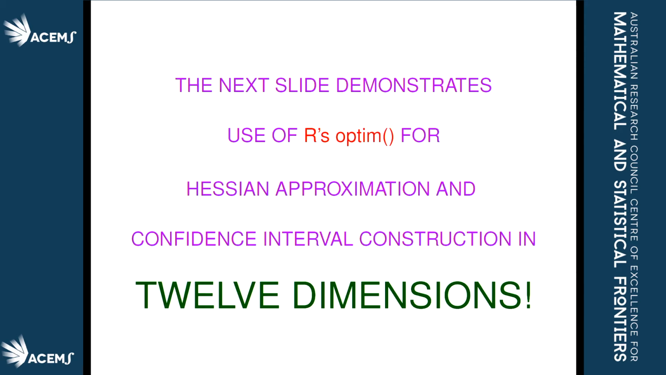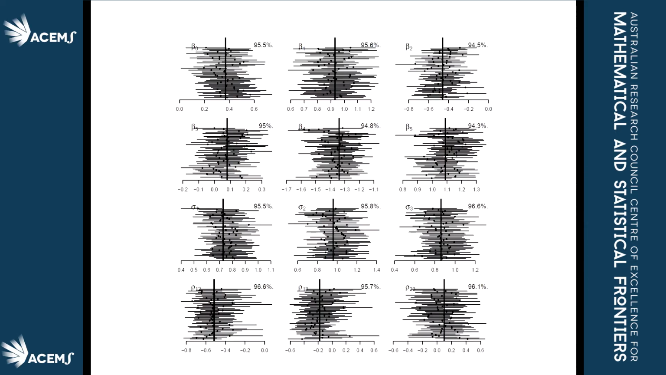So when we use R's optim for Hessian approximation and confidence interval construction in 12 dimensions, we're trying to climb a 12-dimensional mountain just by doing function evaluations. When we get to the top, we need to find the Hessian, a 12 by 12 matrix. It turns out optim does it quite nicely for us, and we get 95% empirical coverage just by doing that approach.